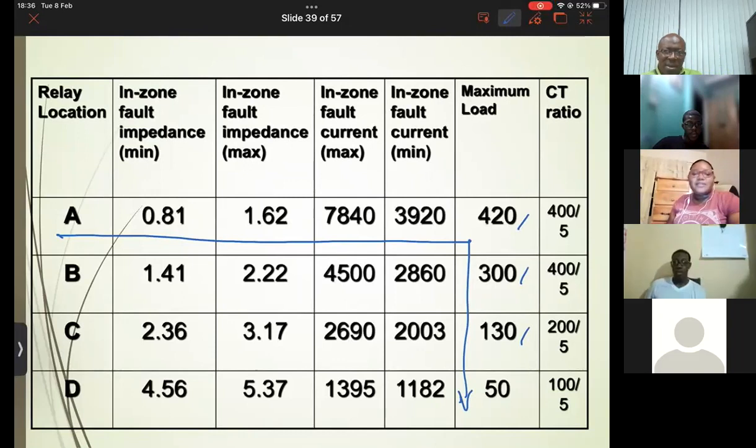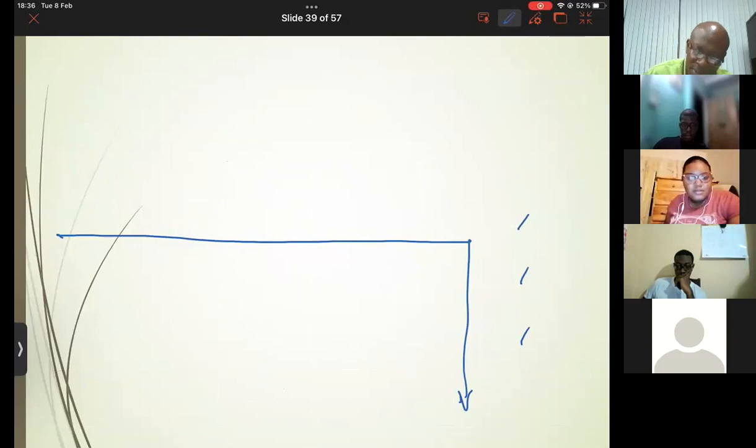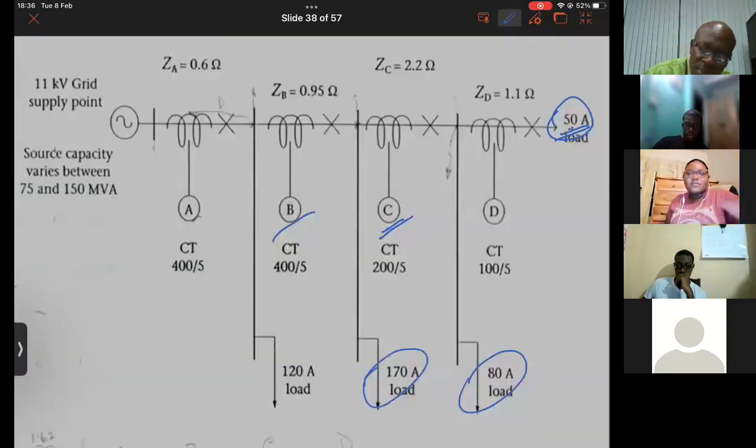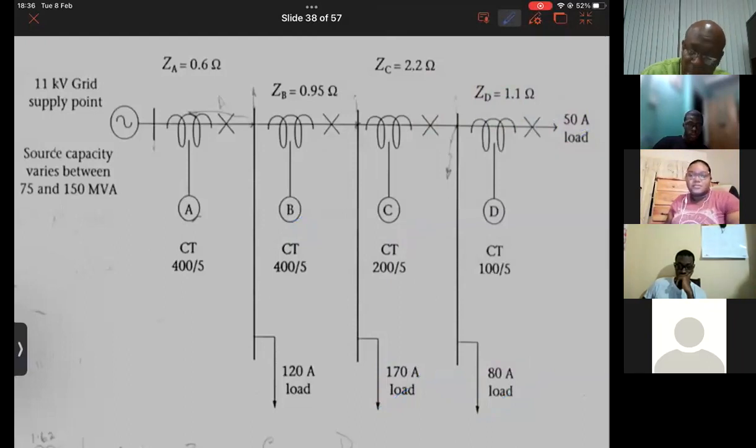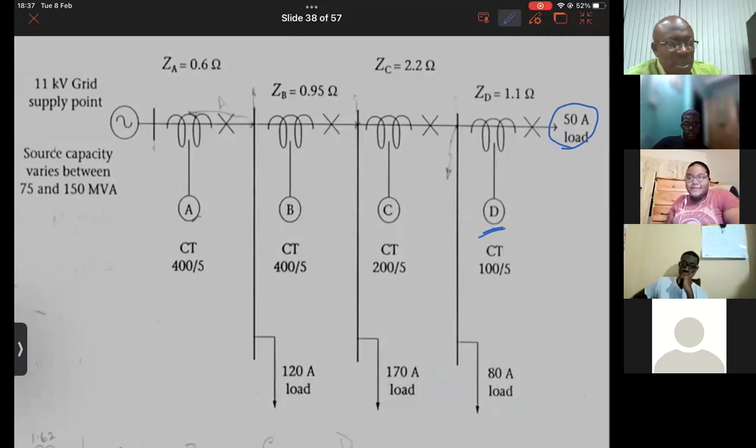Sir, could you go over that one more time, please? For the load currents? Yes, sir. All right, so here's your network. Relay D must see 50 as its maximum load because the 50 amperes is feeding into that community. Remember, I named all of these as communities. So community D, C, B, A. You give them names, all right? This is the feeder coming from the substation.